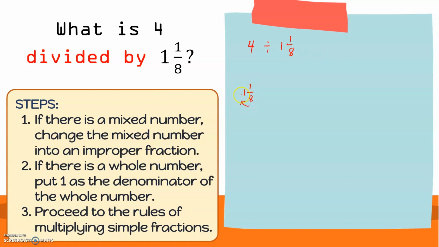So 8 times 1 is 8 plus 1. That will give us 9. Then we copy the denominator 8. Afterwards, if there is a whole number, we put 1 as the denominator of the whole number. So we'll have 4 as 4/1. Now let's proceed to the rules of dividing fractions. We'll have 4/1 divided by 9/8.